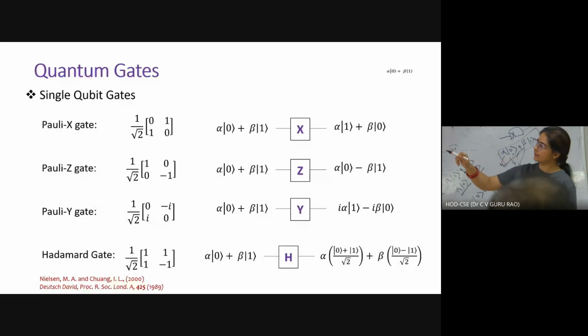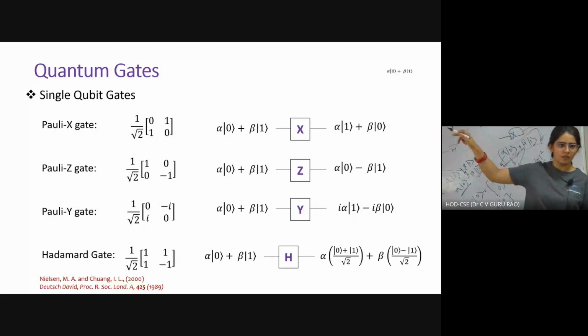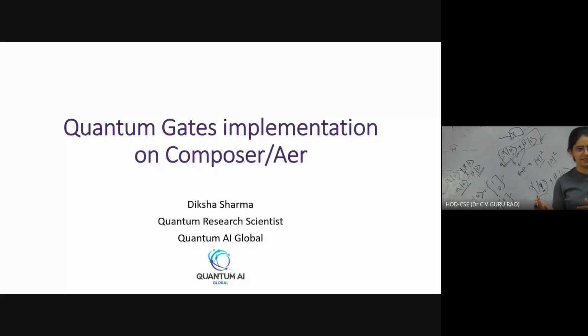And in the Z gate, the vector for 0 is 1, 0, and the vector for 1 is now converted into 0, minus 1. So that means there is a phase flip. So this is also known as the phase flip gate. Now, the Y gate is a little complicated. It's just a combination of the X and Z gates. It is a bit and phase flip gate.